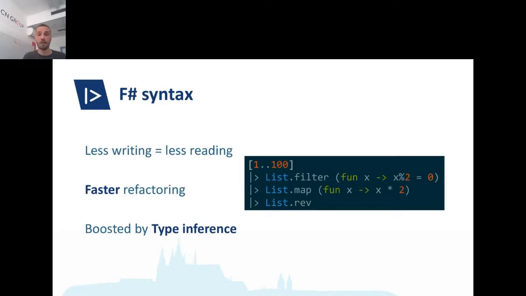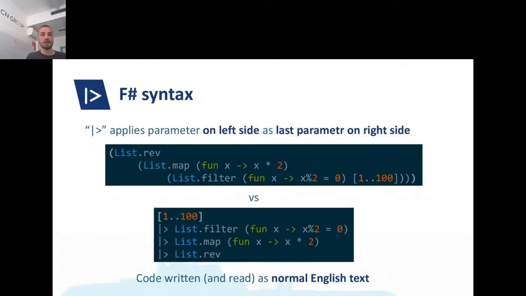So in here, for example, you see that function that generates a list from 1 to 100, filters only the even ones, then doubles the values and reverses the list. It's really 4 lines of code. And what's really nice about F# syntax is that it has a special operator, which we call the pipe operator, which is a smart way to apply the parameter on the left side as the last parameter on the right side.